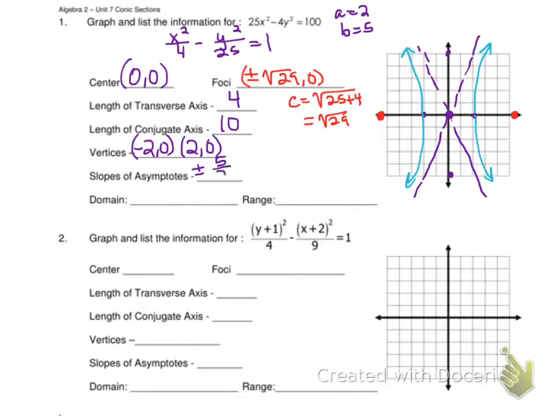The slope is 5 over 2. Domain and range. Okay, domain goes from negative infinity to negative 2 because it stops at negative 2. Then it picks up again at positive 2 and goes on to infinity. Okay, we should be able to do these without much problem. Right now would probably be a good time to pause the video, try number 2 on your own, and then unpause. I'm going to go through it fairly quickly, so try it first, and then unpause the video and go from there.